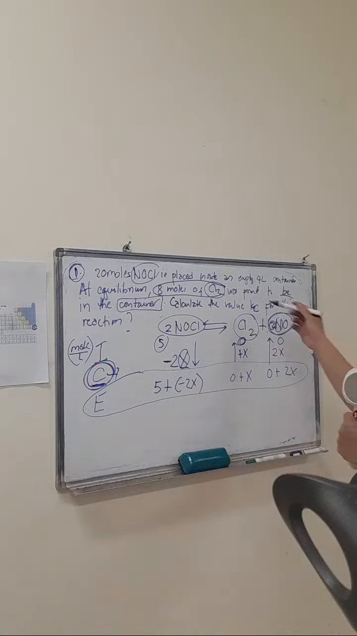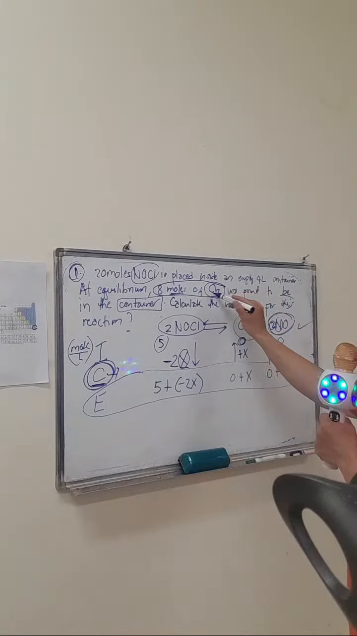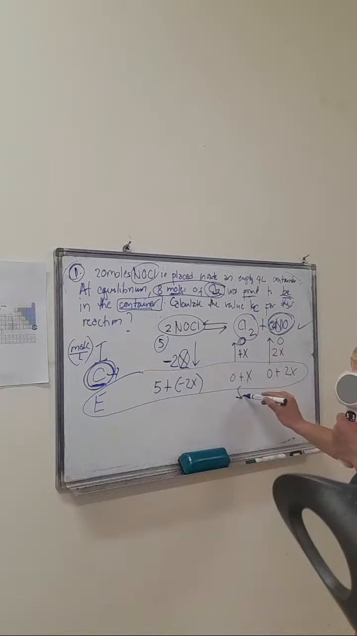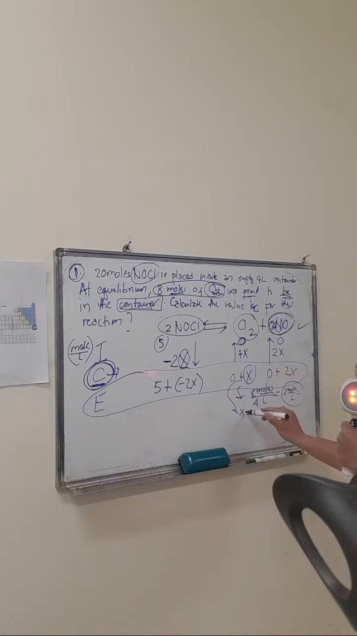Okay, because it says 8 moles of chlorine gas was found to be in the container. So at equilibrium for chlorine, it's going to be 8 moles divided by 4, so that it will become 2 moles per liter, which is now the concentration. So meaning to say, X is just equal to 2. Here, because this is for chlorine. So X is equal to 2.